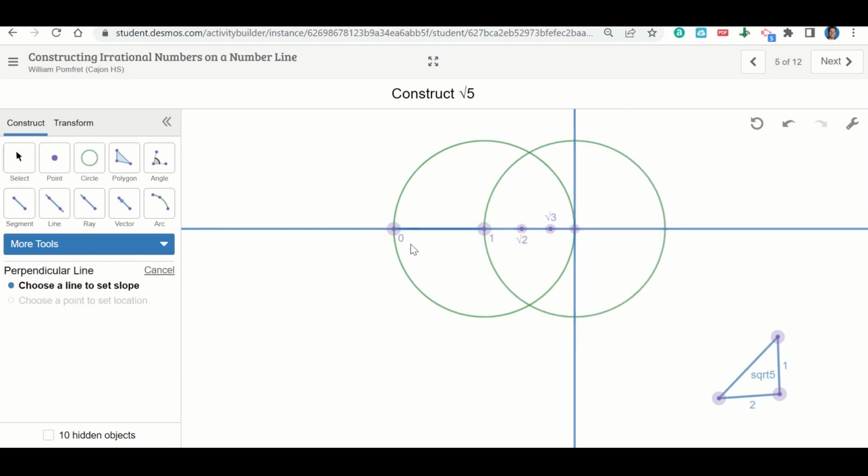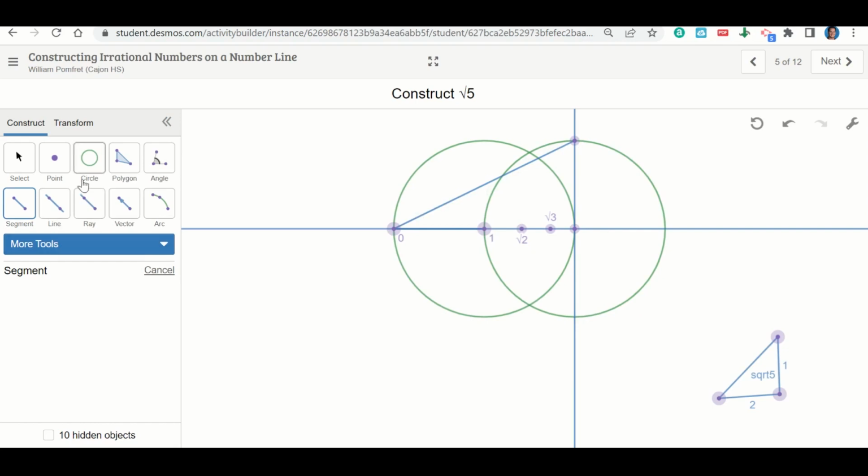What we should notice is we have a length of 2 here, and this length, because we used the circle with the radius of 1, should be 1. So we have 2 and 1. That means the distance from this point to here should be exactly square root of 5. So I'm going to put a point here and use a segment to connect them, right there. So there we go. Now this distance here should represent square root of 5.